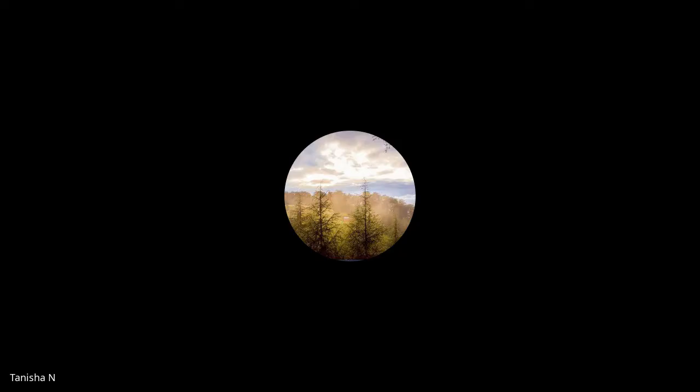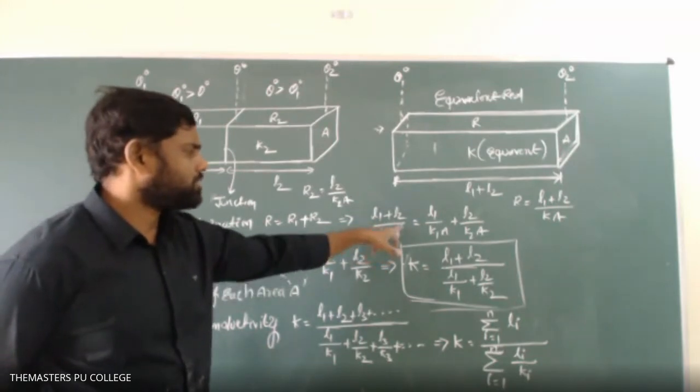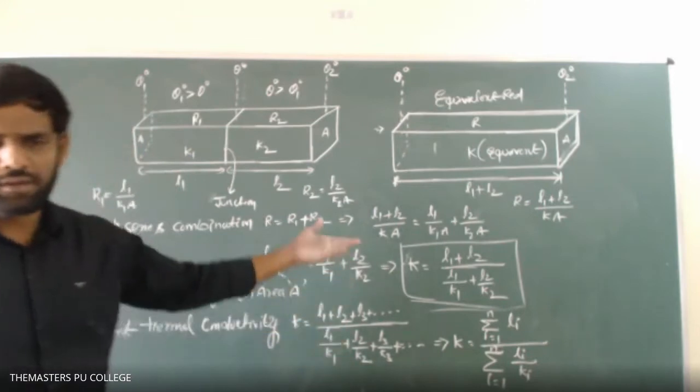Sir, if the area is variable, then what, sir? If the area is varying, we have to use this relation instead of this A. That case also we'll see. You can first copy this.